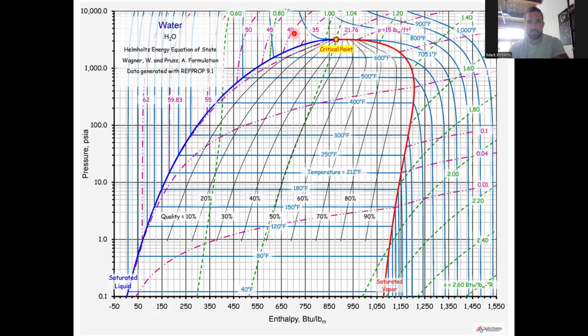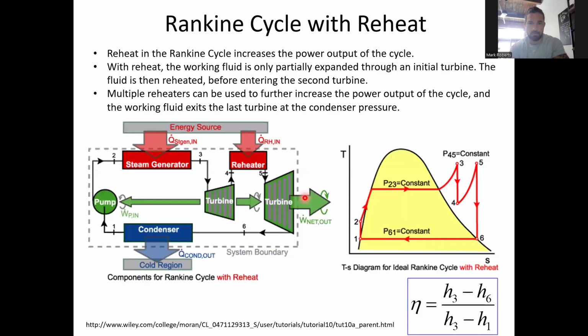So we'll need to use these for some things, some activities in this class. Yeah, we'll maybe work through that. We can also do a Rankine cycle that has like a reheat process.